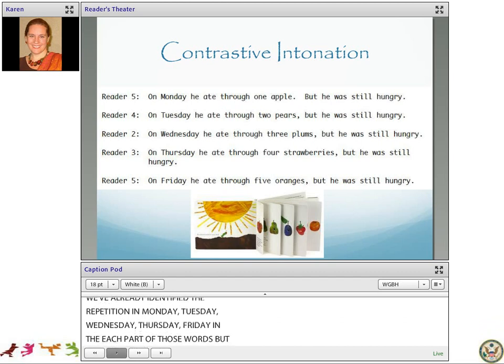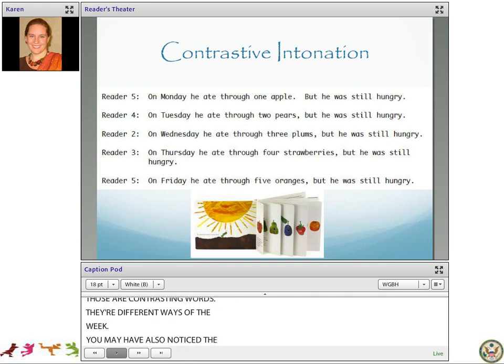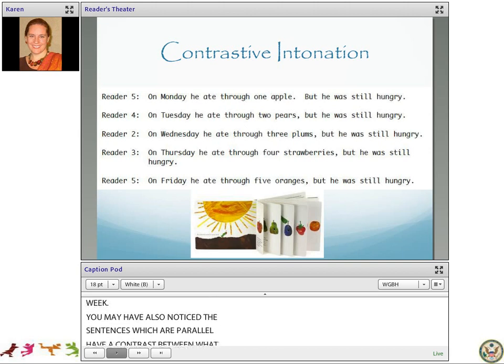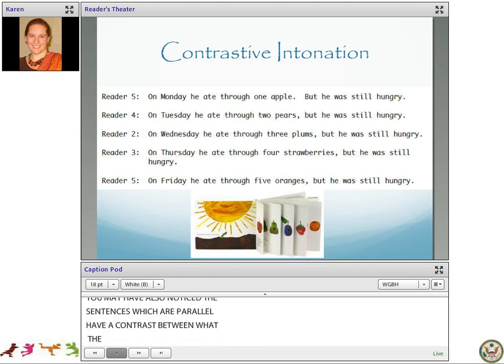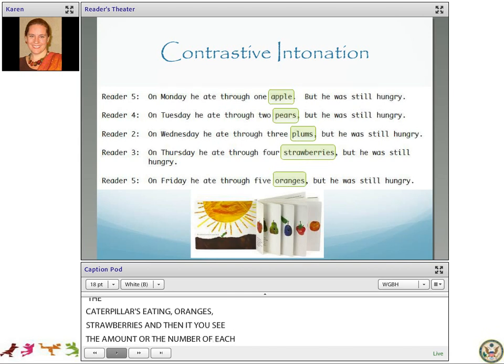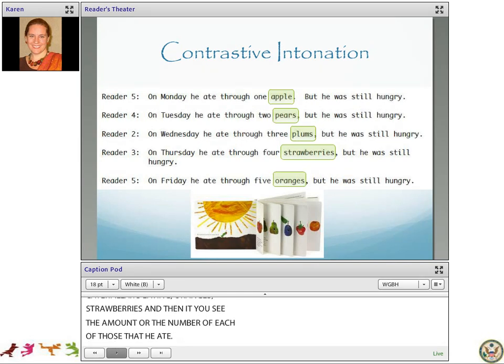You may have also noticed that these sentences, which are very parallel, have a contrast between what the caterpillar is eating: the apple, pears, plums, strawberries, oranges. Okay, and then just before each of those words, you'll see the third kind of contrast, which would be the amount or the number of each of those that he ate. Let's see how we can mark that up. So here are all of the different things that he eats. So we can draw attention to that.